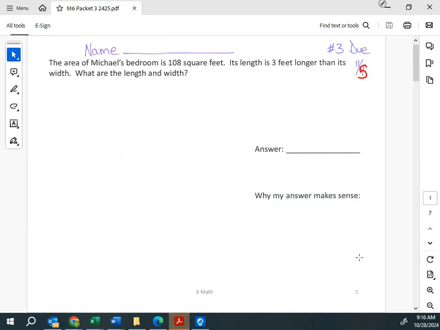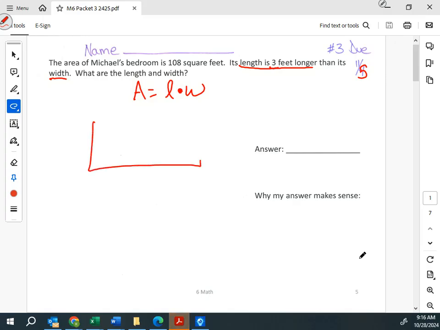Our first page. The area of Michael's bedroom is 108 square feet. So remember, area means the length times the width. Its length is 3 feet longer than its width. So the length is 3 more than what the width would be. What are the length and the width? Well, we know if we multiply them together, it's going to be 108 square feet.